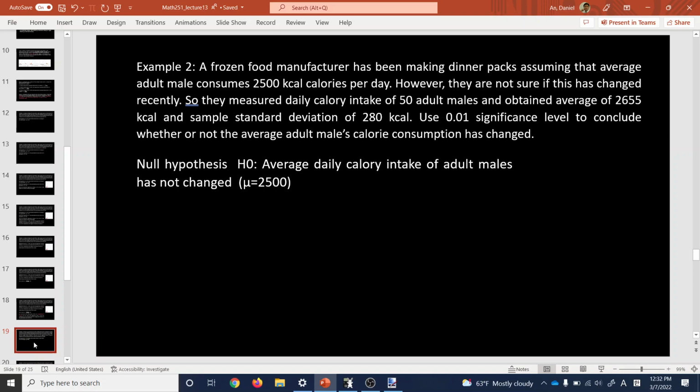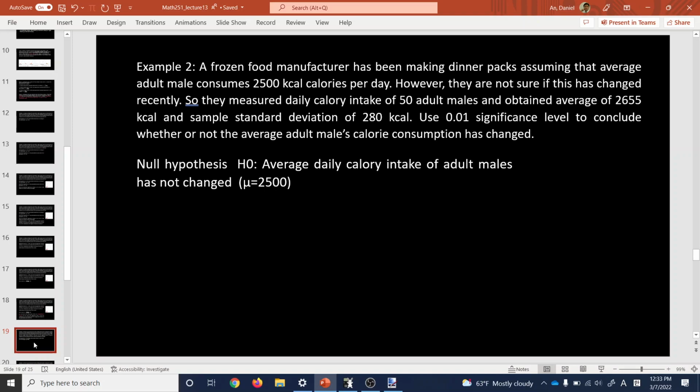Because for this company, the worry is not whether the calories increased or decreased. Either way, if it changed from your basic assumption, then probably the customer base has changed, and you have to change your menu accordingly. You might have to make the portion size bigger if it's a bigger change, or smaller if it's a smaller change. So in this case, you're looking to see whether it's different, not less or more, but different.